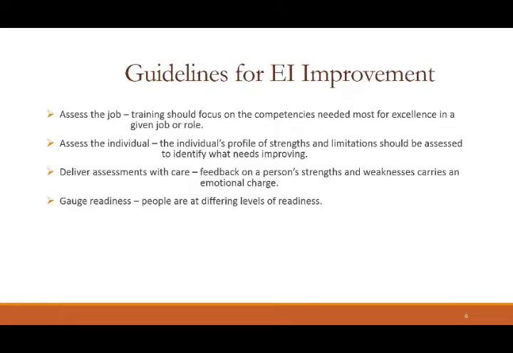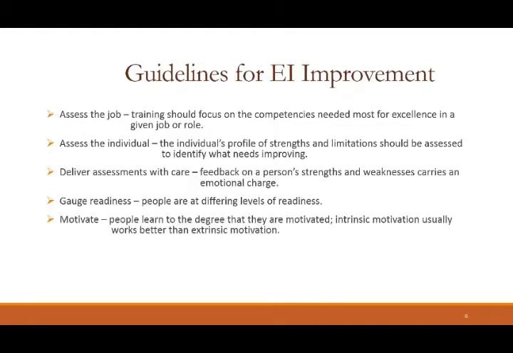Gauge their readiness. Is the person ready to change? If not, if they are stuck in their ways, you may have to move on to other management techniques, even though they may not be as effective in the long run. Or you may move to another competency that they are ready to work on.